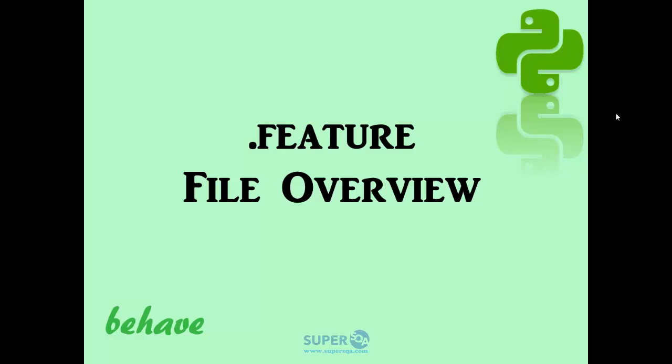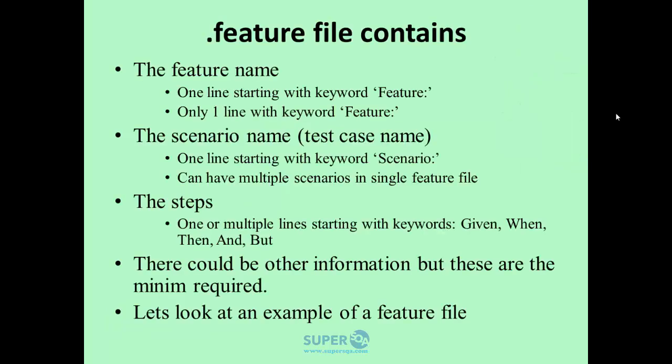In this one, we're going to look at the feature file. We're just going to look at the features of the feature file, what it looks like and what it contains. The first thing you'll find there is the feature name. The feature name basically describes what feature is being tested, or what group of test cases it represents. So there will be a line that starts with the word feature. It has to be there. It will not run if you don't have a line that starts with the word feature and colon.